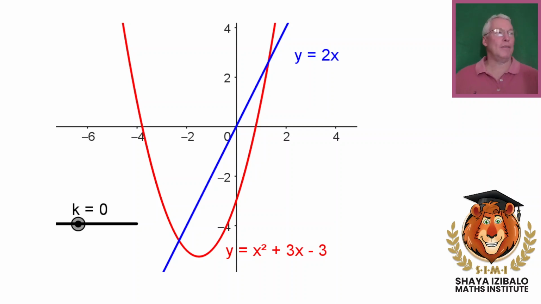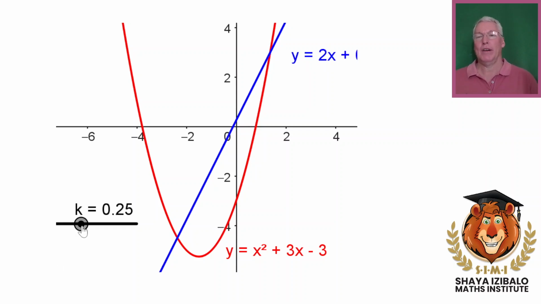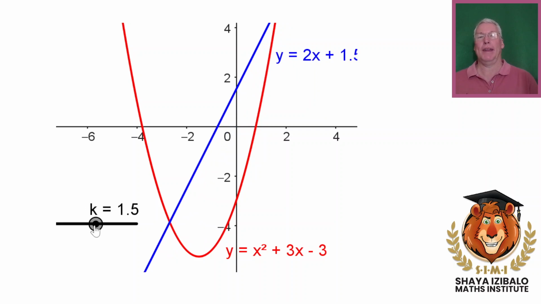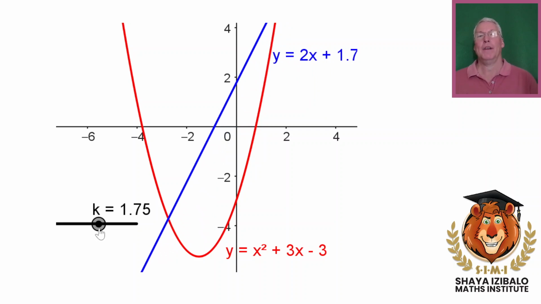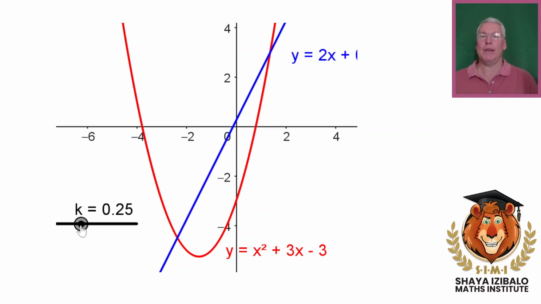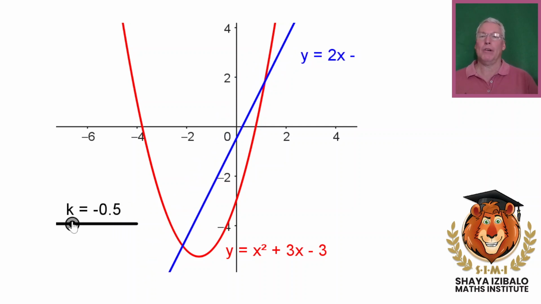Okay, so here we've got a picture of each of those two graphs. We've got x squared plus 3x minus 3, and at the moment we've got y equals 2x, right? And we can adjust the value of k. Then we can see that if we pick the line up, it continues to hit that graph twice. The blue graph hits the red graph twice. But if we drop it down, if we make it negative, the blue graph is now dropping down.